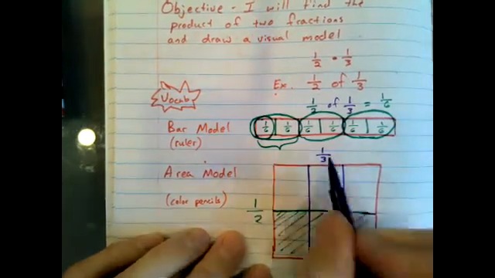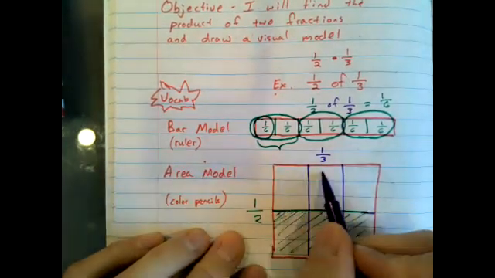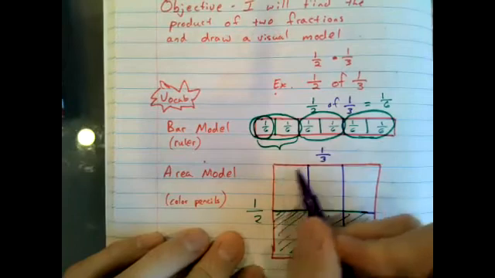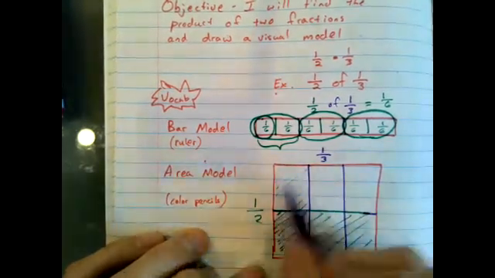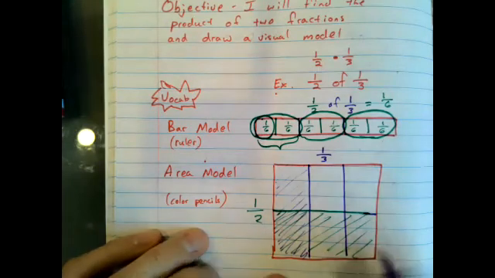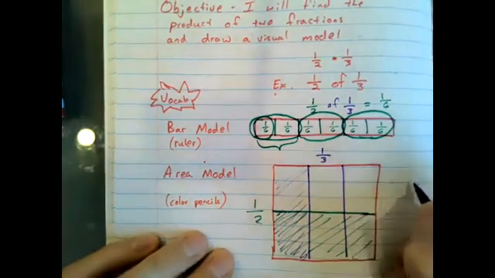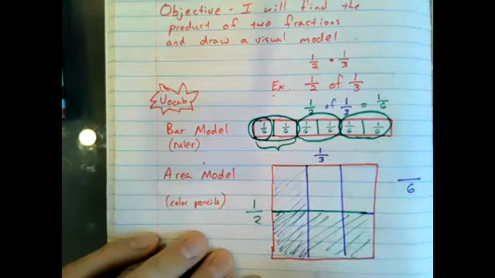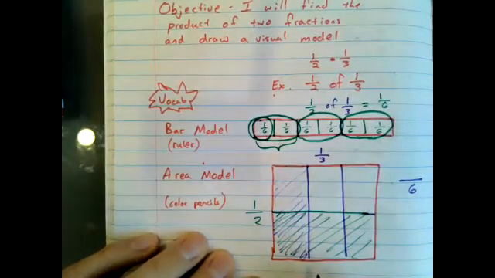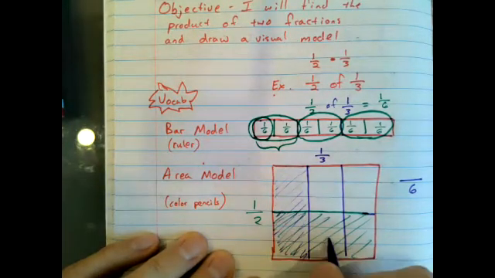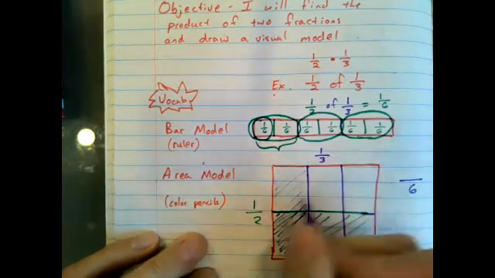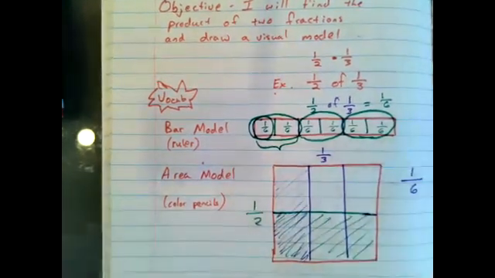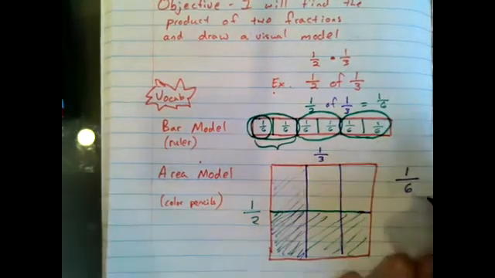I'm going to shade 1/3. 1, 2, 3. Shade the first one. How many total pieces are there? There are 6 total pieces. How many are double shaded? This is shaded. This is shaded. This is double shaded. So only one piece out of all the 6 are double shaded. So that's how we find our answer.